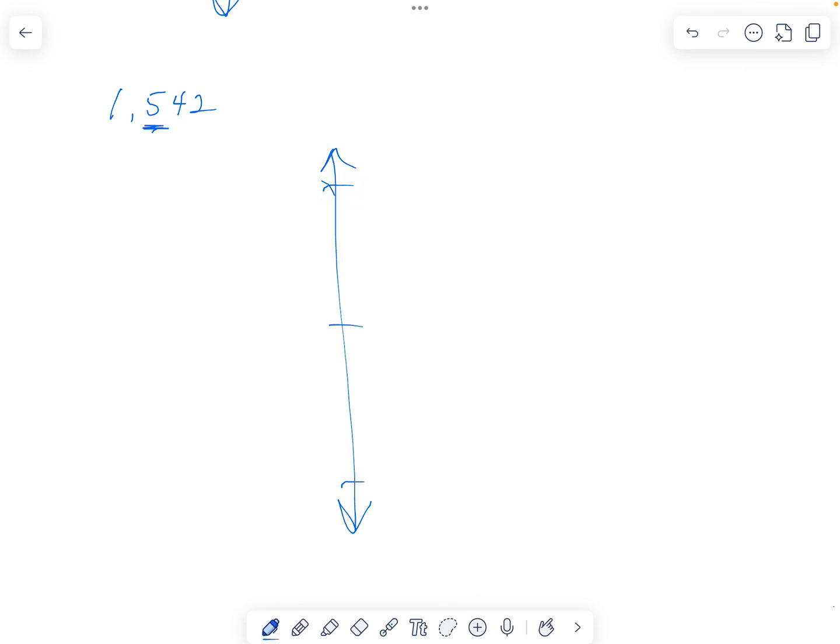Again, we've got 500, but I can't ignore the thousands place. So I'm going to put my 1,000 in there. If I add 100 to 1,500, I'll now have 1,600. Adding 50 to 1,500 now gives me 1,550.